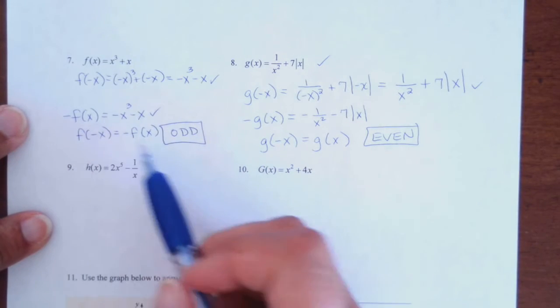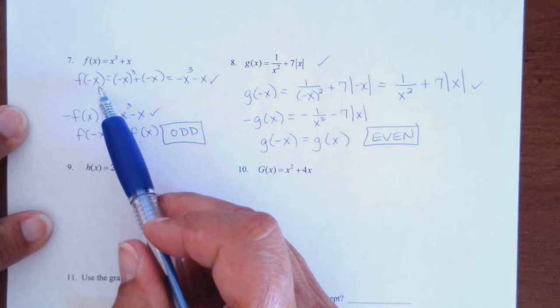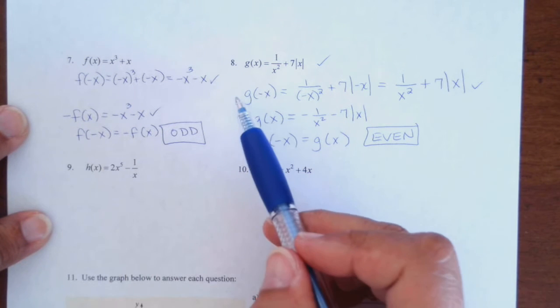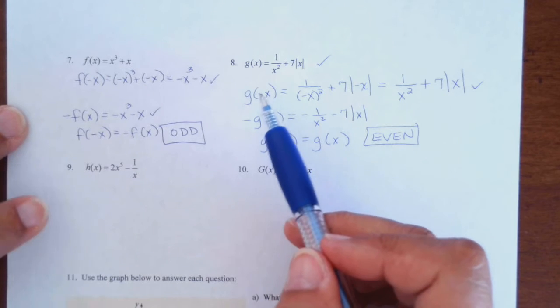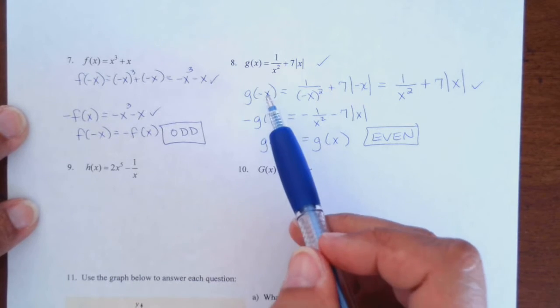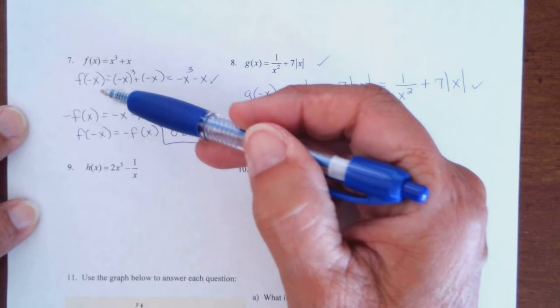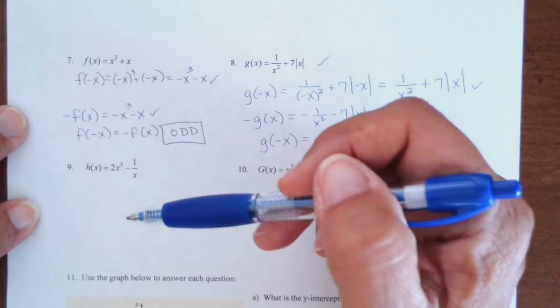So again, to be odd, f of negative x has to equal negative f of x, and to be even, g of negative x or f of negative x has to equal the original function. So when you're doing the 3, either the top 2 are going to be equal or the bottom 2 are equal. Okay?